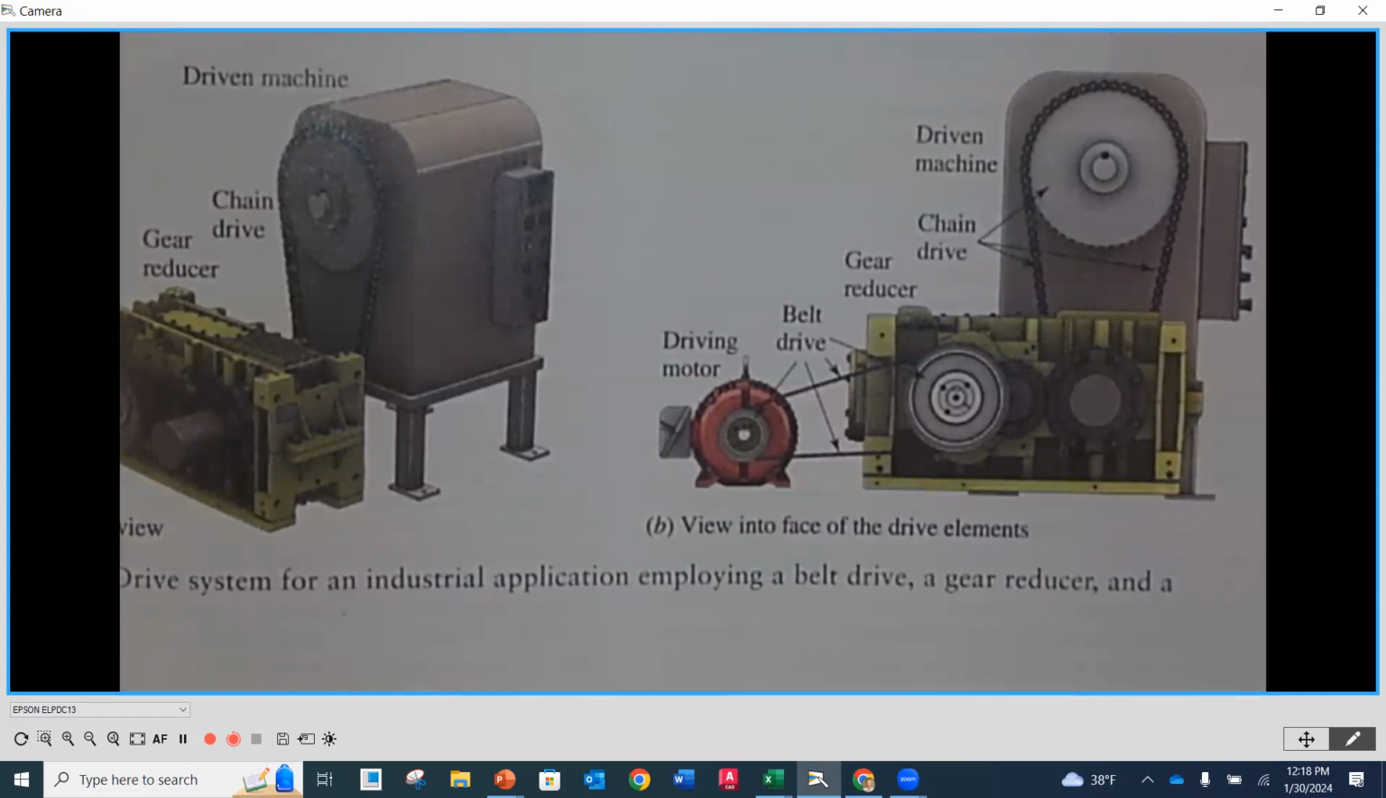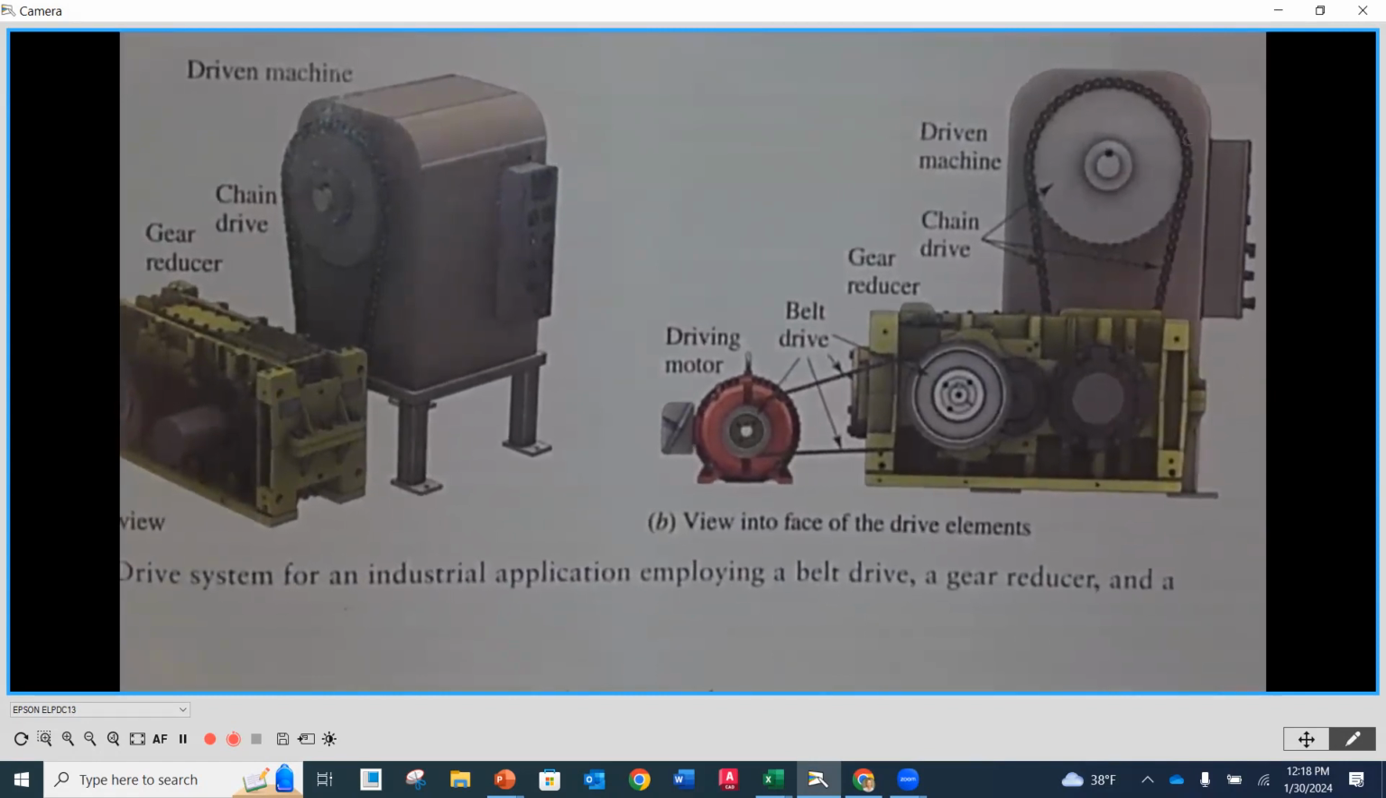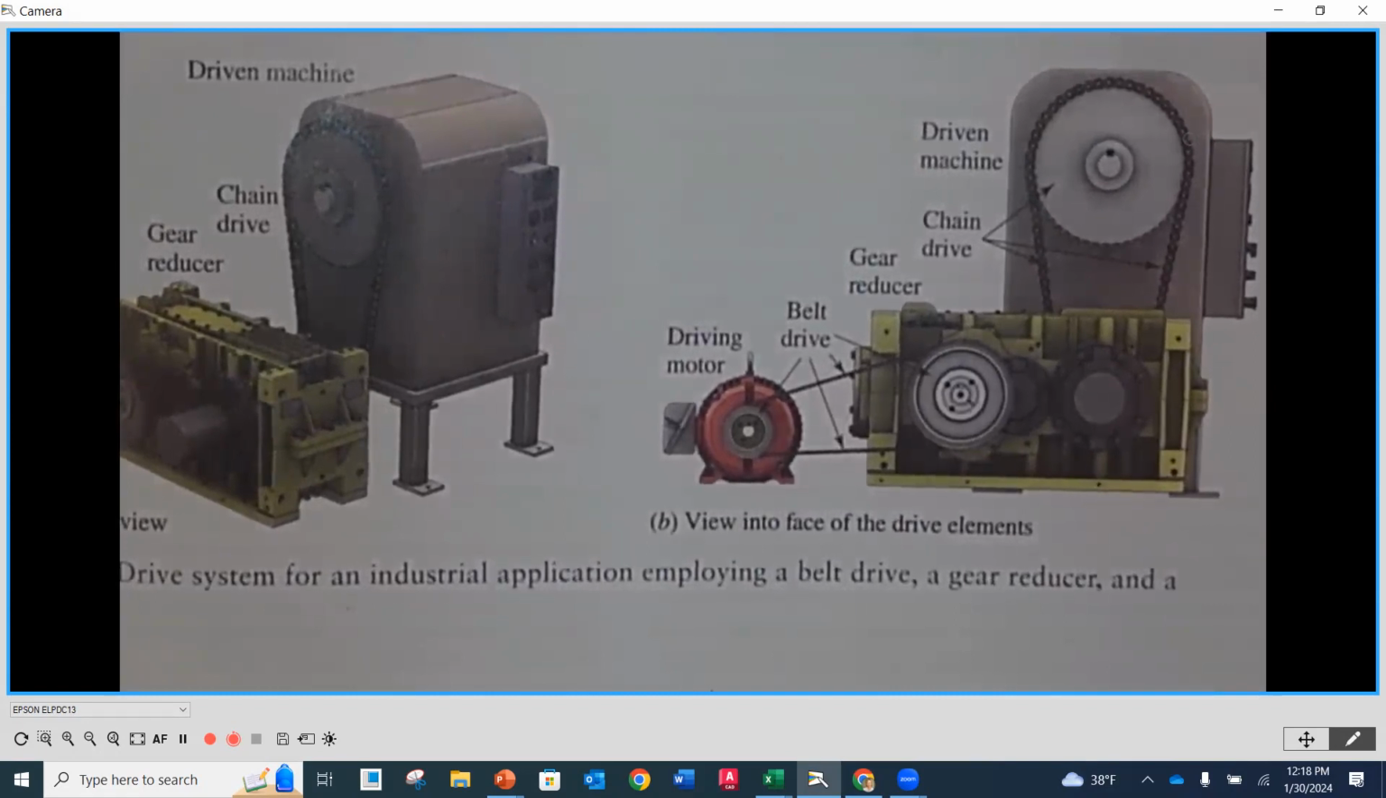Oh, this is a synchronous belt. The synchronous belt has little knobbies on it. Yeah, it does. But that is an advantage of a V belt, which we'll be looking at. So if for some reason we get a jam in our output machine, that belt can slip, right? Absolutely. Yes, that is going to be an advantage.